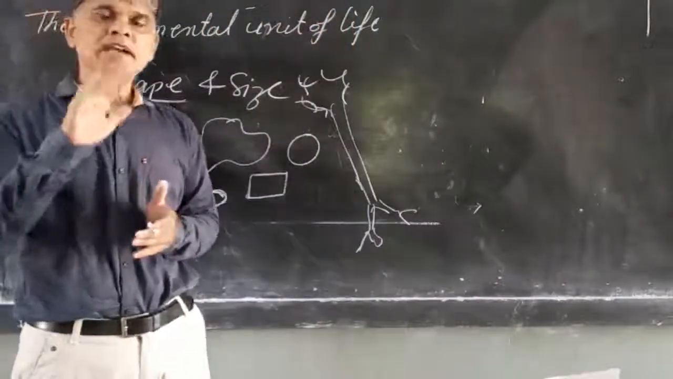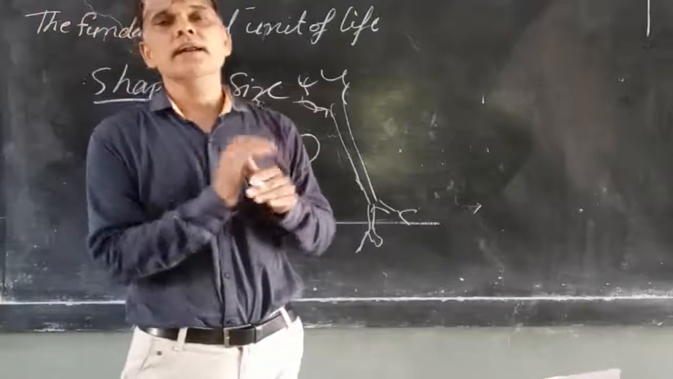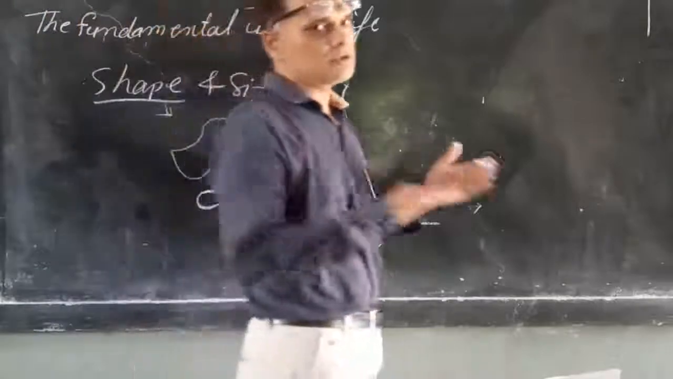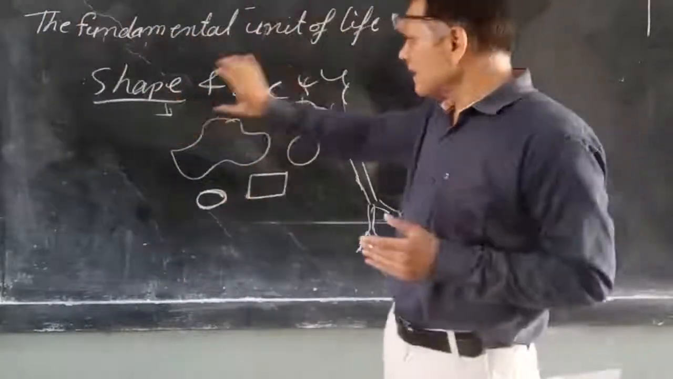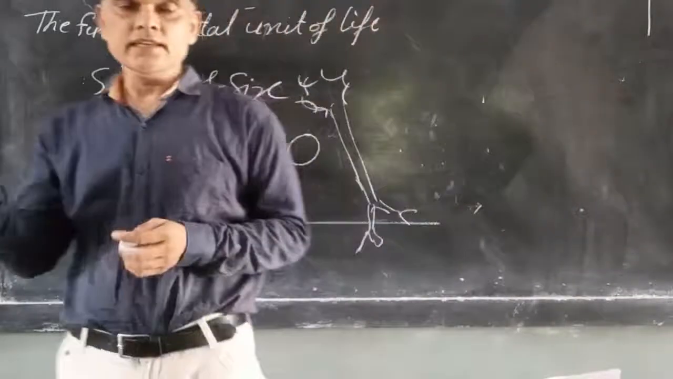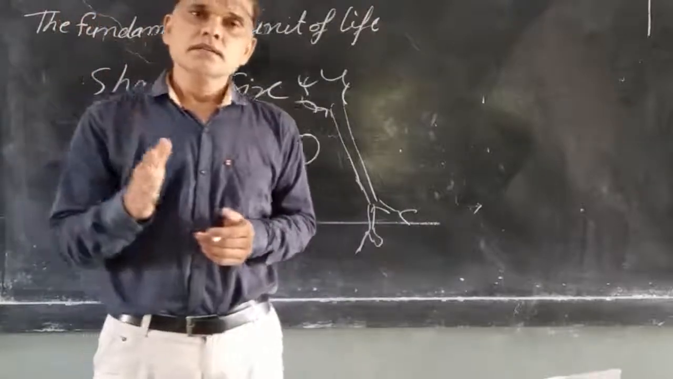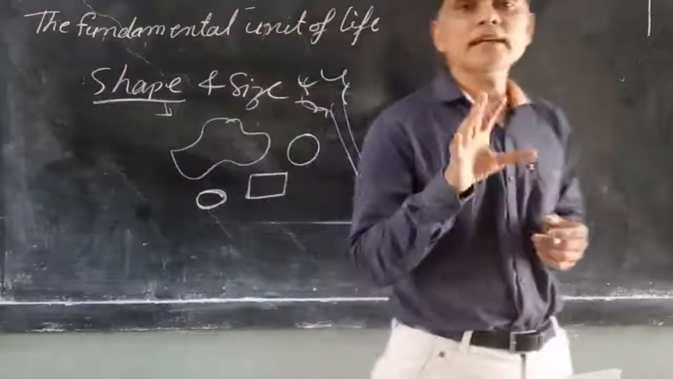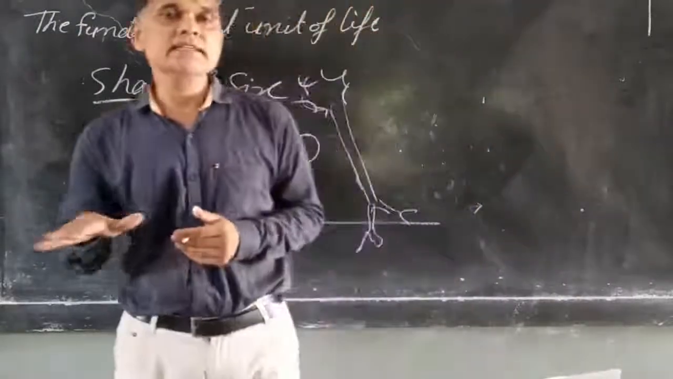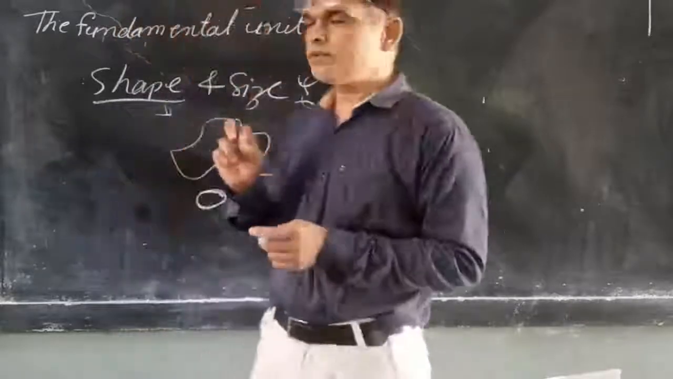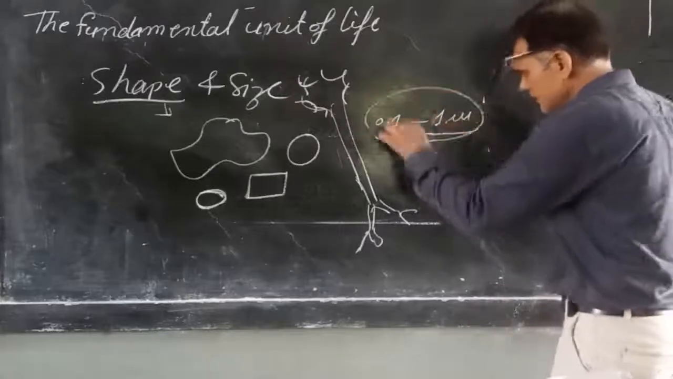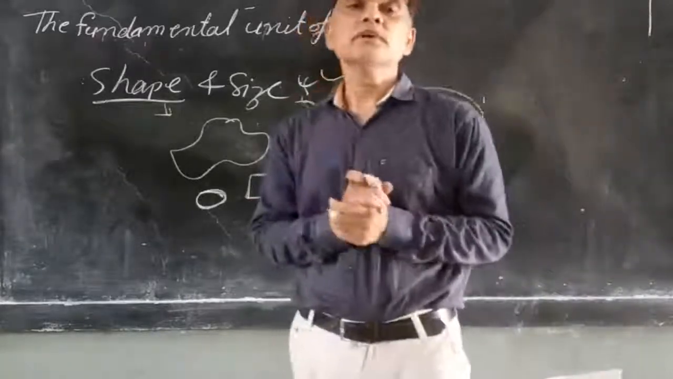So no fixed shape of the cell is there. The shape depends upon the organism and the body organs, so it varies from organism to organism. Then size. The size of the cell again varies from organism to organism. Normally we cannot see the cell with naked eyes. बिना किसी माइक्रोस्कोप के सेल को हम नहीं देख सकते हैं. Their size is from 0.1 micron to 1 micron.